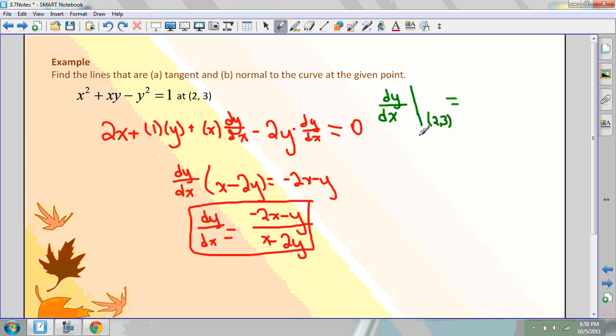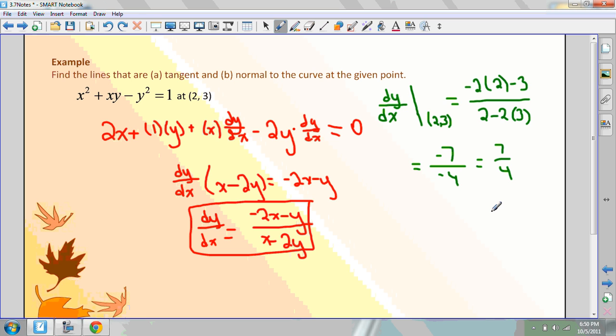So dy dx evaluated at 2, 3 is plug in 2 everywhere you see x, and then plug in 3 everywhere you see y. So negative 2 times 2 minus 3 divided by 2 minus 2 times 3 equals negative 4 minus 3 is a negative 7. Negative 2 minus 6 is negative 4, equals positive 7/4. So the slope of the tangent line at 2, 3 is 7/4.